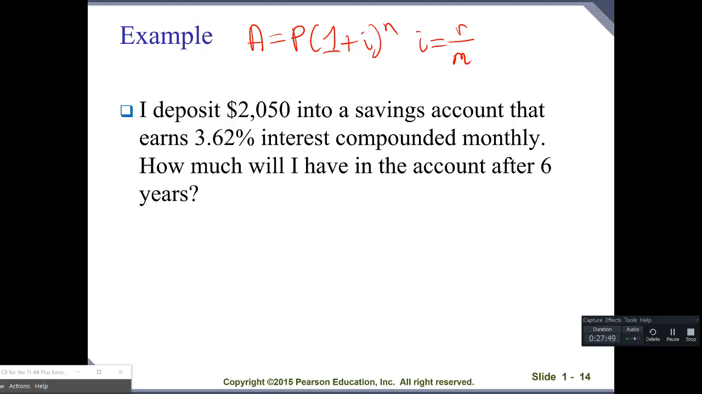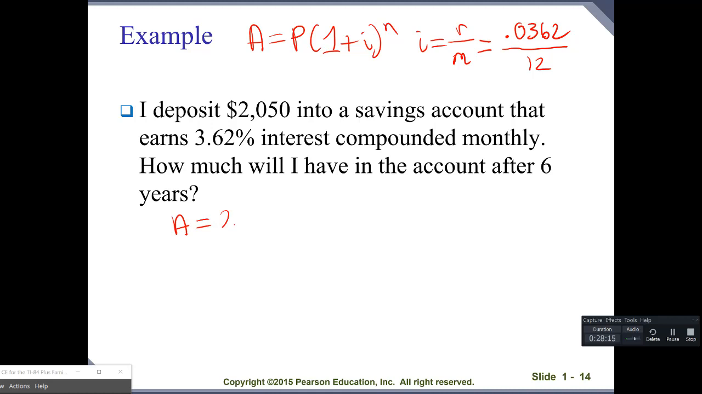We'll do this first. Our interest rate, R, is 3.62%. So that's going to be 0.0362. And it's compounded monthly. So if it's compounded monthly, what will M be? M will be 12. So now I can plug my values in.